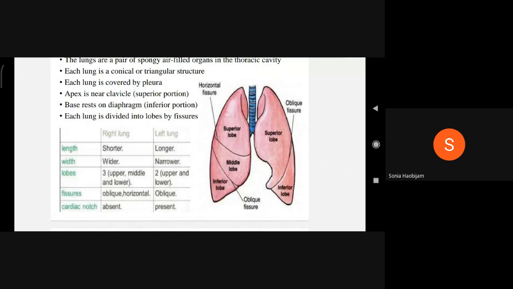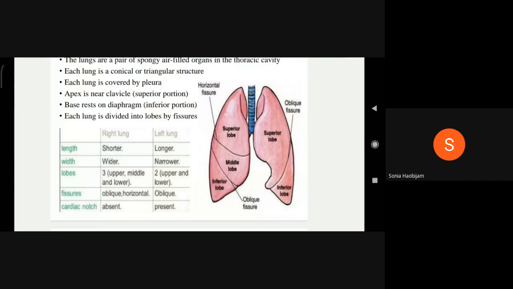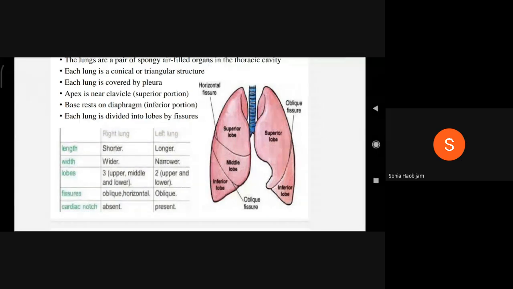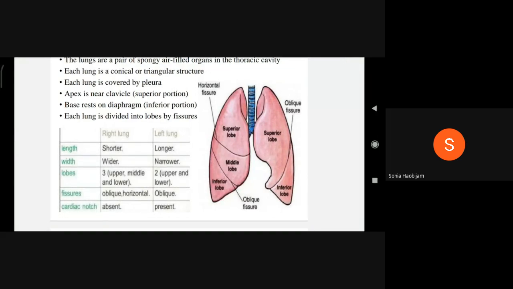So here is a comparison between both. The length of the right lung is shorter, and the length of the left lung is a bit longer. Width is wider for the right, narrower for the left. Lobes are three in the right, two in the left. What are those? Upper, middle, and lower for the right, upper and lower for the left. Fissures are oblique fissures and horizontal fissures.